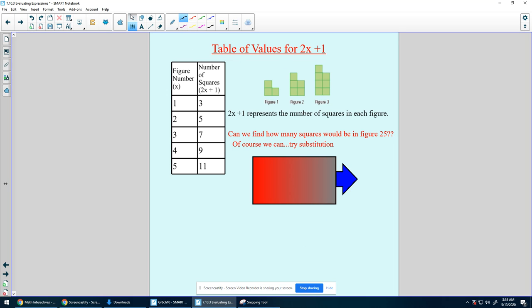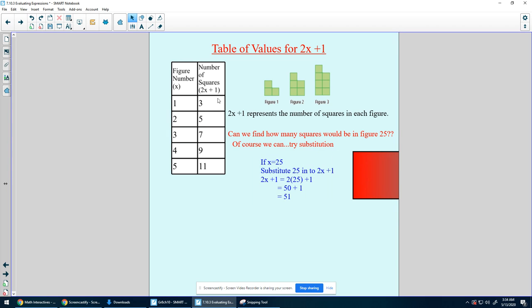So this is just showing all of that. We have our figure number and our number of squares. Our figure number x and our number of squares using our relation. So 2x plus 1 represents the number of squares in each figure.